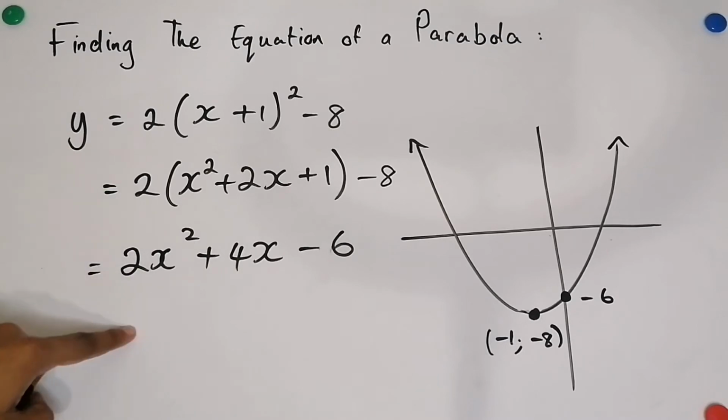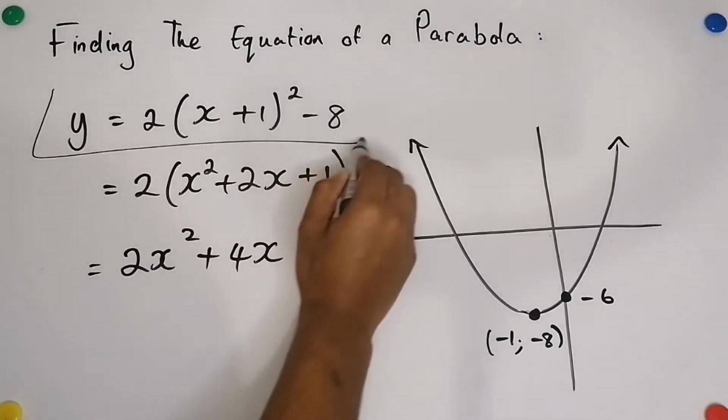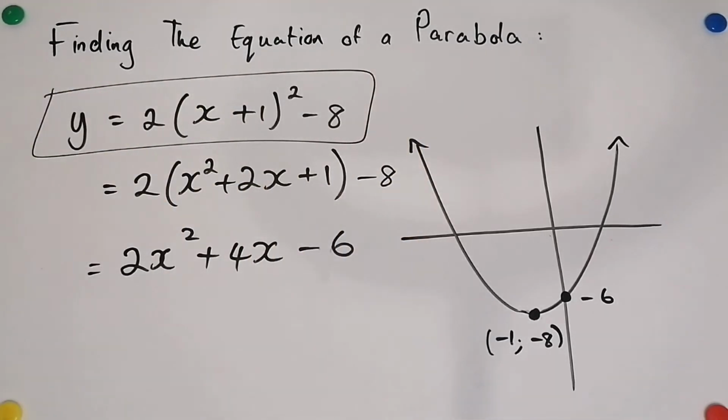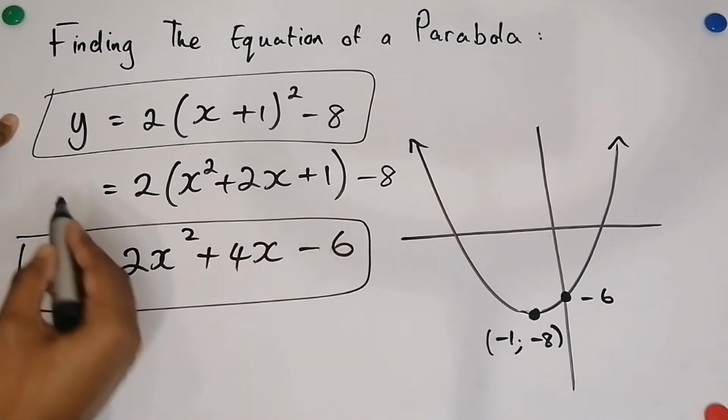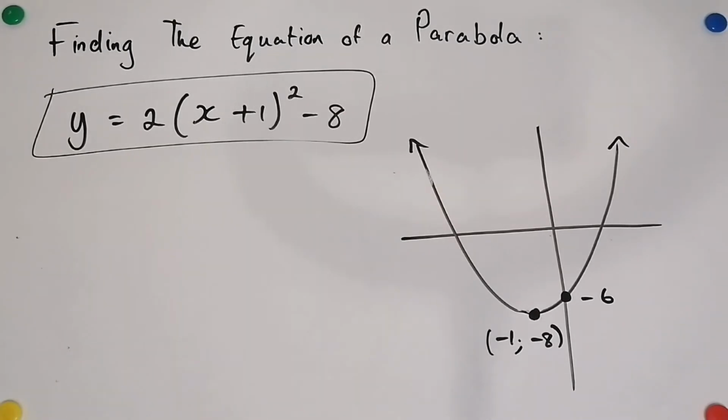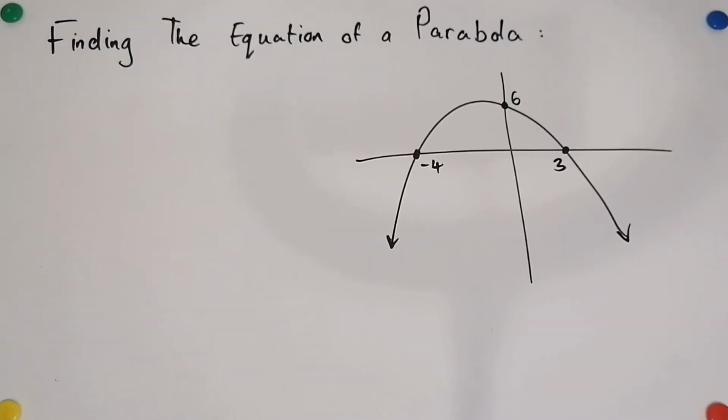Now, you didn't have to do this. You could have just left it as that, because this is also the equation of the parabola. It's just given in a different form. Here, it's given in the standard form. So there you have it. That's the equation of a parabola. I'm just going to do one more example.